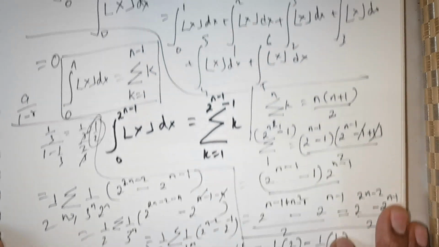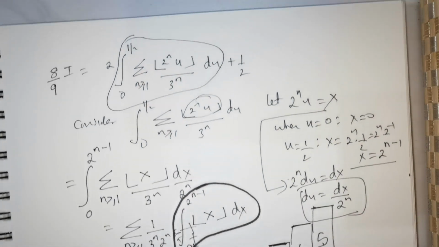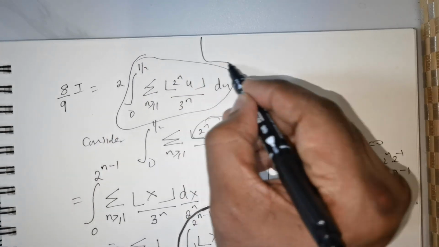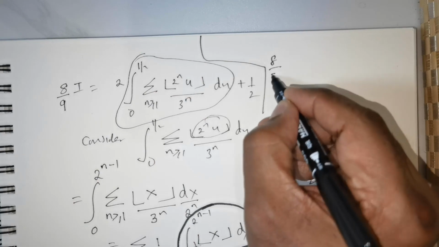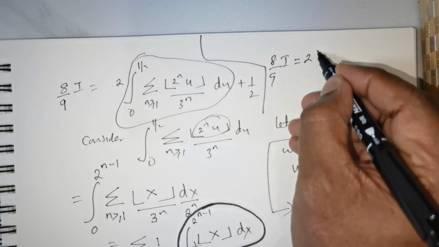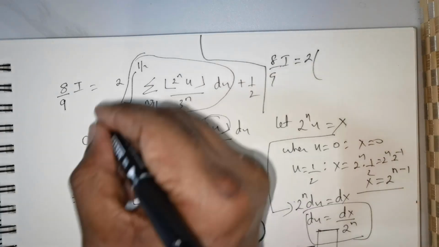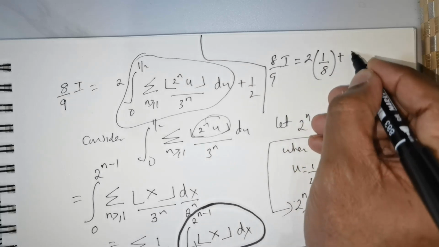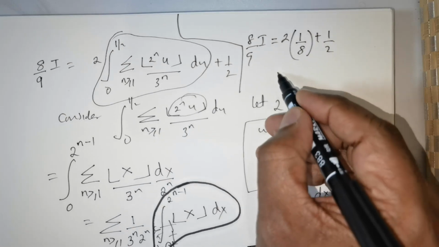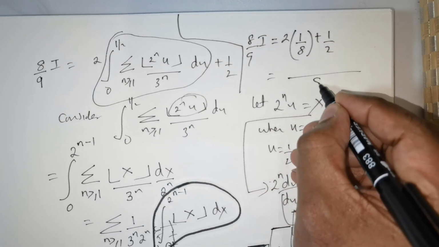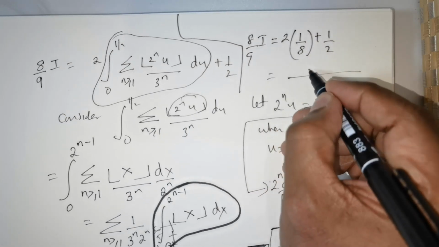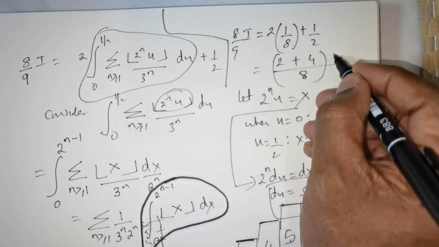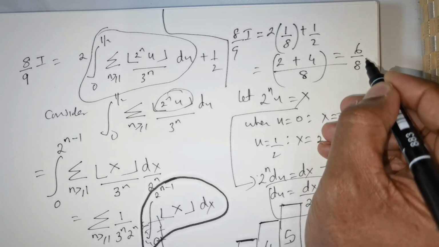But this is not all that complete. See, we started off by stating, consider, right? Consider this. So let me put in the value. So this is 8 over 9 times I is equal to 2 times 1 over 8, which is the value that we just got. So 1 over 8, we substitute that, plus 1 over 2. So if I were to evaluate this, 8 is the LCM. 2 plus 4, and this is going to give me 6 over 8.